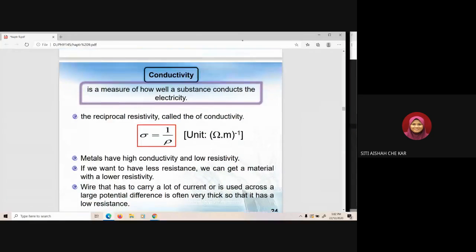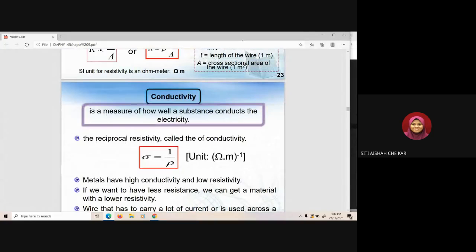Okay, so tadi kita ada resistivity, sekarang kita ada conductivity. So conductivity sebenarnya opposite of the resistivity. So kalau resistivity the unit is ohm-meter, for conductivity unit dia macam ni. So how to measure the conductivity? You just 1 over rho. So this is the fourth formula that you have to know.